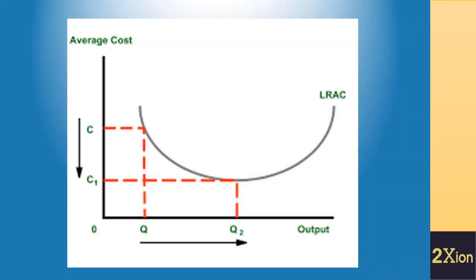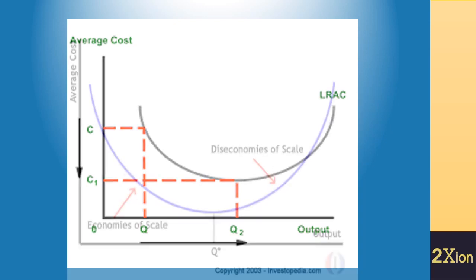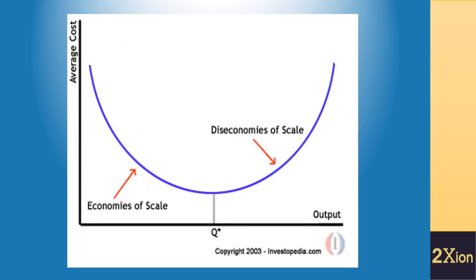This is the average cost curve showing economies and diseconomies of scale. It shows the relationship between average cost and scale of operations. On the y-axis, you can see average cost, and the x-axis is represented by output. When the output increases from Q1 to Q2, the average cost reduces from C to C1. However, after an optimum point, costs tend to increase due to diseconomies of scale, such as poor communication, demotivated workers, and poor control over the business.